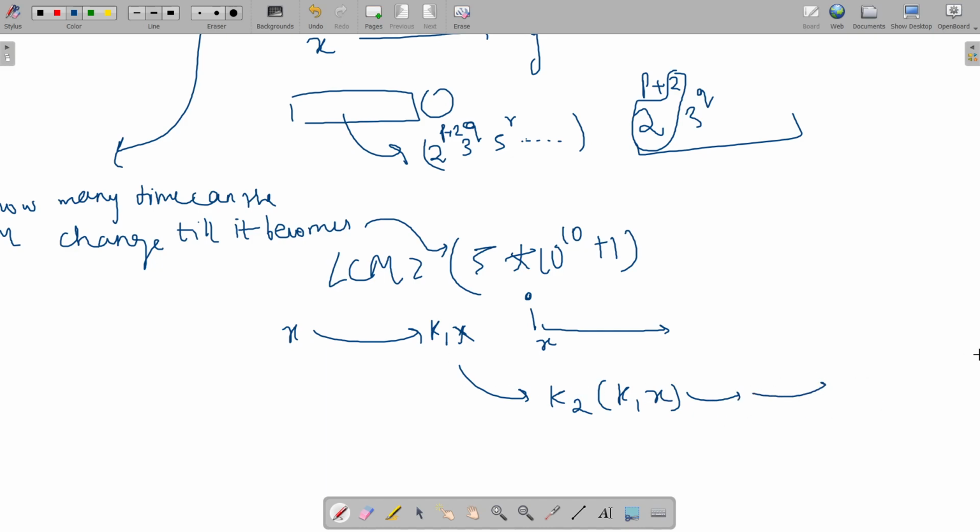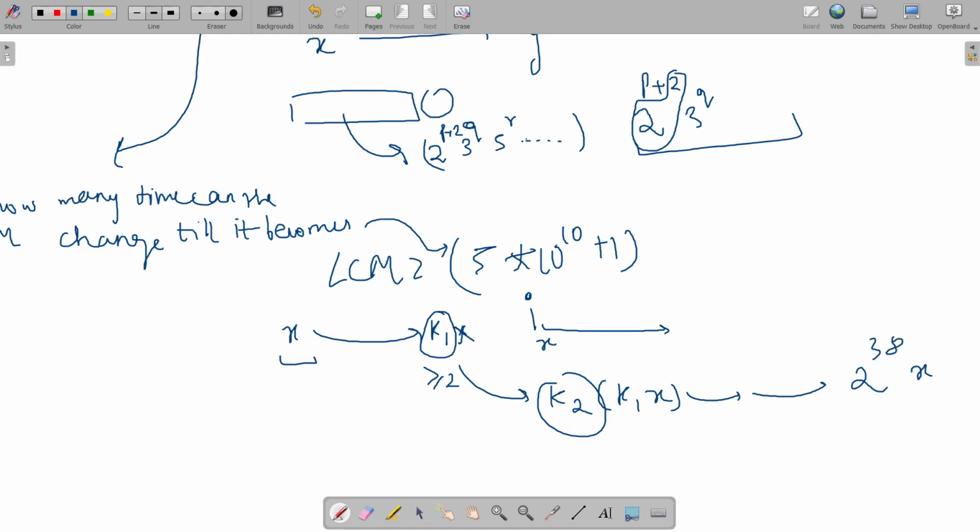How many times can this happen? Can you give me a rough idea for this? Well, k is always greater than or equal to 2. So let's take the minimum possible value of k, which is 2. Suppose k1 is equal to 2 and k2, every time it only increases by 2. So after 38 iterations, it will become 2 to the power 38 into x.